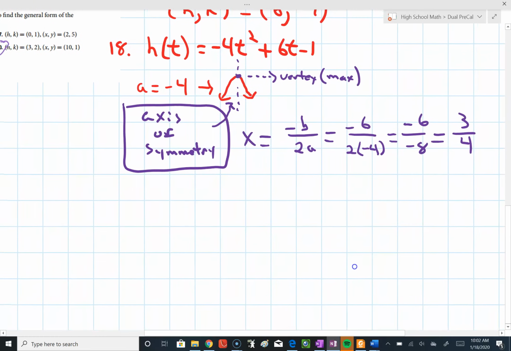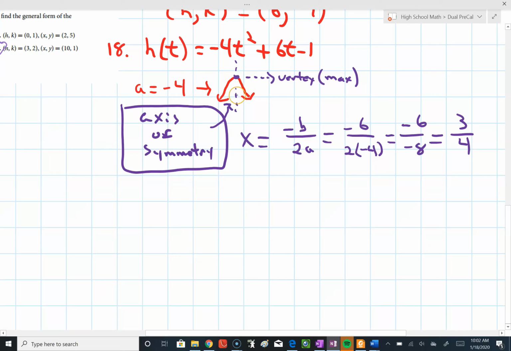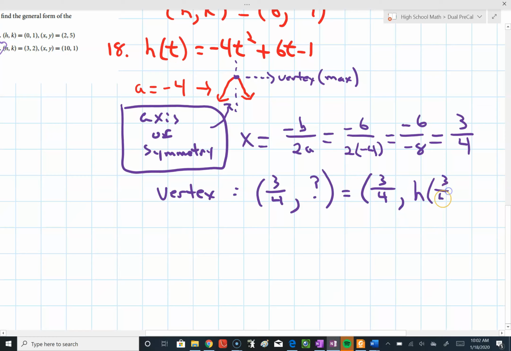All right, if we wanted to find the vertex from here, well, the axis of symmetry goes through the vertex. So the vertex will be whatever this amount is, comma, whatever the y pairs with. So the vertex is going to be this same value. It's going to be 3/4, comma, whatever 3/4 pairs with. I could write it as a question mark, or I could think it's f of 3/4, or h of 3/4 in this case. 3/4 is my input value, in this case t, and whatever it pairs with, I could call it h of 3/4.